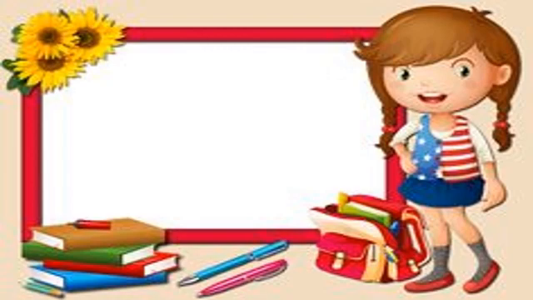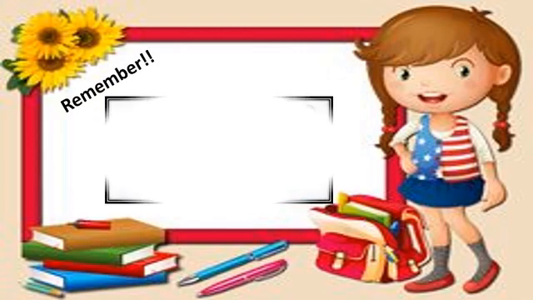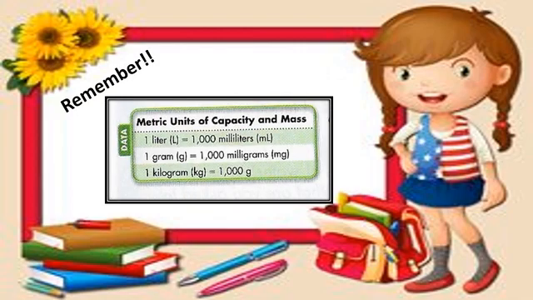So before we go on with our lesson, you must remember the conversion table of metric units of capacity and mass. 1 liter is equal to 1000 milliliters. 1 gram is equal to 1000 milligrams. 1 kilogram is equal to 1000 grams.